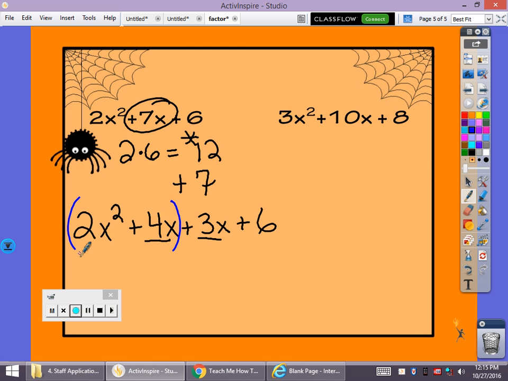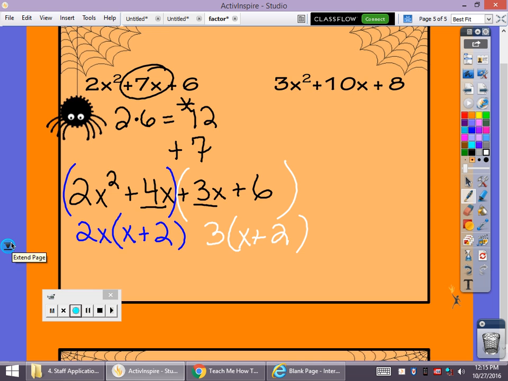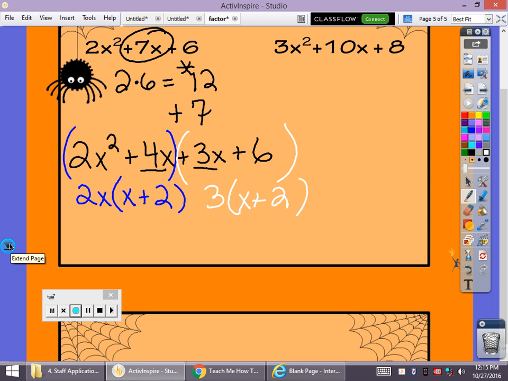So here's a group, and here is a group. What is the GCF for the blue group? 2x. So I'm going to have 2x, and then x plus 2. For this group here, what's the GCF? 3, and then x plus 2. What do you notice? The x plus 2, they have a common factor. If it's a common factor, how many times do I write it? 1 time. X plus 2.